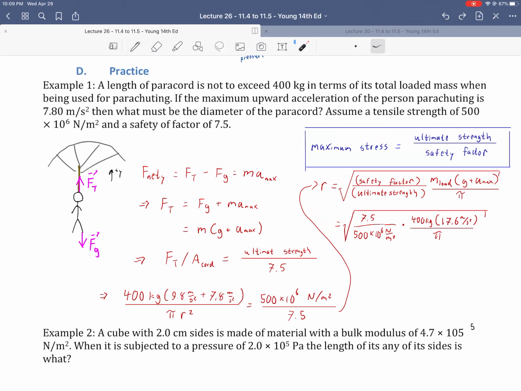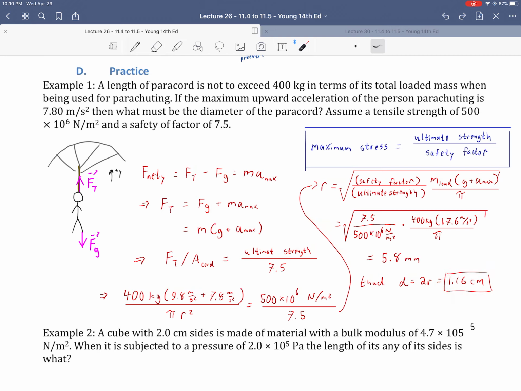Then I plug in the values here: safety factor, ultimate strength, the maximum load, because we were told that the load that the paracord is rated at is 400 kilograms. All right, the total acceleration, that's a plus g, and then pi. All right, and that gives us 5.8 millimeters. And since we were asked for the diameter, let's say thus, not thud, the diameter, of course, is just twice the radius, or 1.16 centimeters.